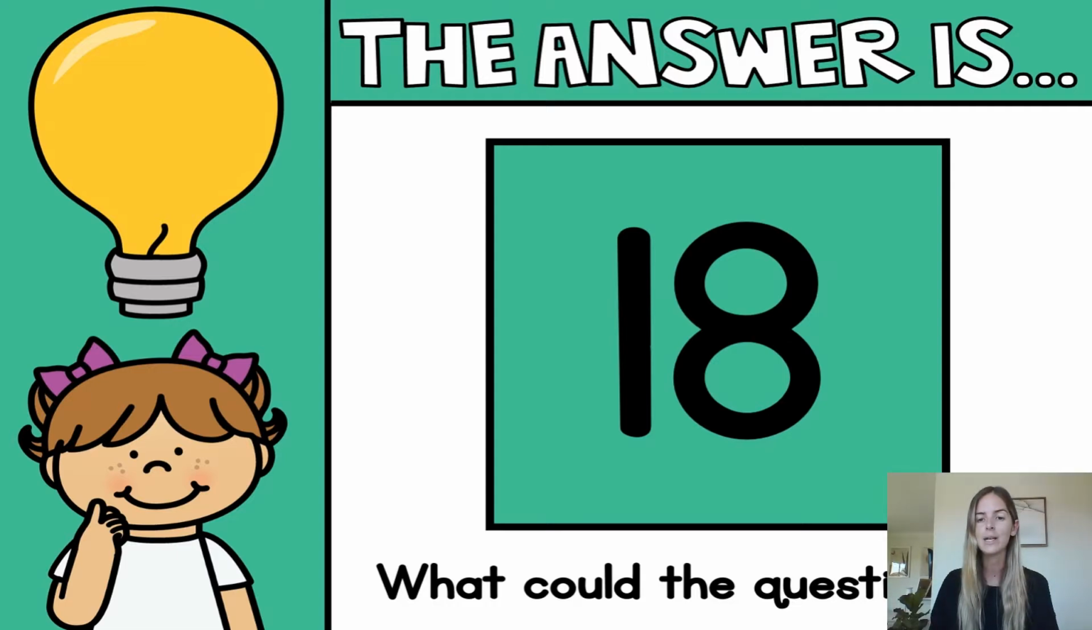Now I'm going to put 20 in my head right now and I'm going to count back 2 to make sure that the answer is 18. So 20, 19, 18. And as you can see here, I've got 2 fingers up. So 20 take away 2 equals 18. Now you may have come up with lots of different questions and we can't wait to see them.